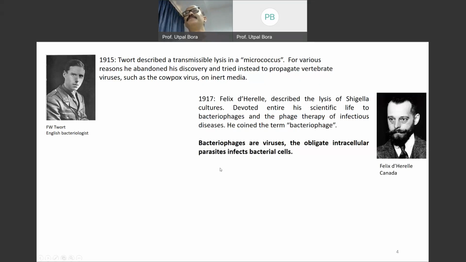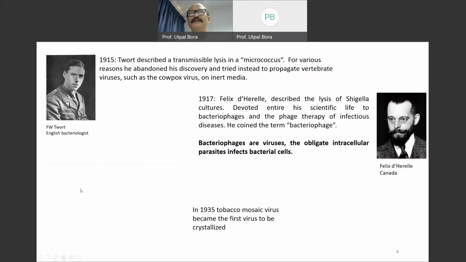Two years later, Felix d'Herelle described the lysis of Shigella cultures. And after his long years of dedicated scientific work with bacteriophages, he also thought about the phage therapy of infectious diseases. Since this phage, a term he coined as bacteriophage, kills the bacteria, he actually worked towards the use of these phage particles in the treatment of infectious diseases caused by bacteria. So today we know that these bacteriophages are viruses, and they are obligate intracellular parasites that infect bacterial cells.